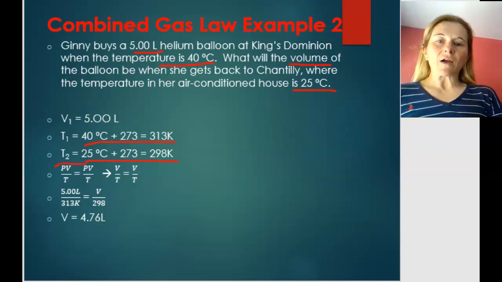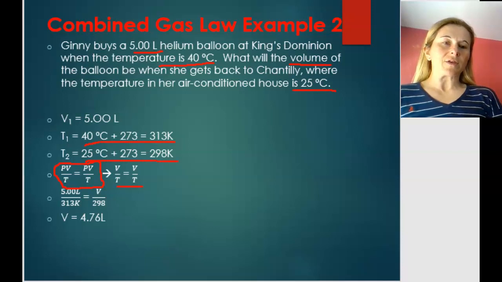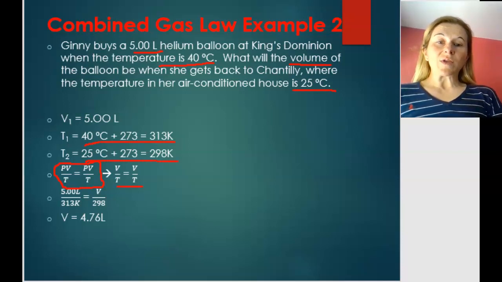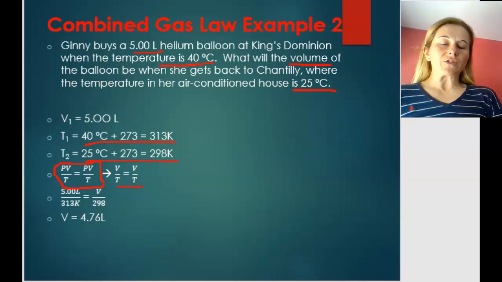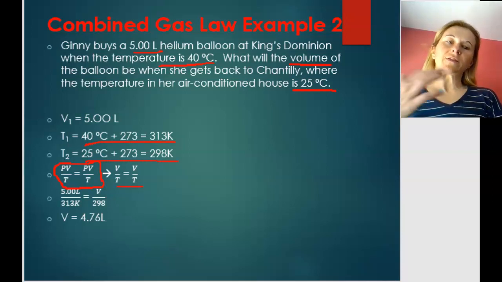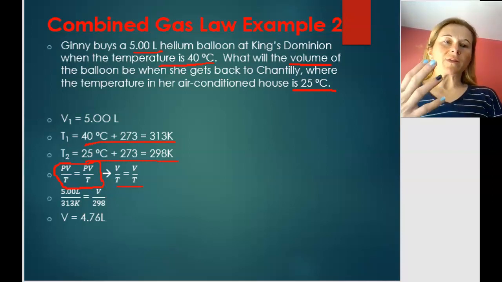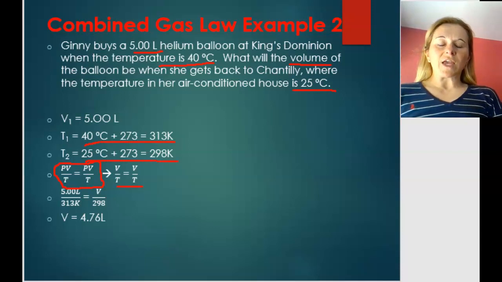Here we have our combined gas law, but we are not using pressure, so we can go to using just V over T. We can get rid of the pressure there, the P. So we can either rearrange our formula, so we're solving for V2 and then plug it in, or we can plug in our numbers and solve for V2 that way. So this is looking at this a little bit differently than our prior problem where we rearranged the formula first and then put the numbers in. Here, we're putting the numbers in and then rearranging it.